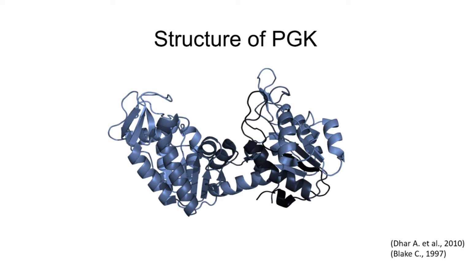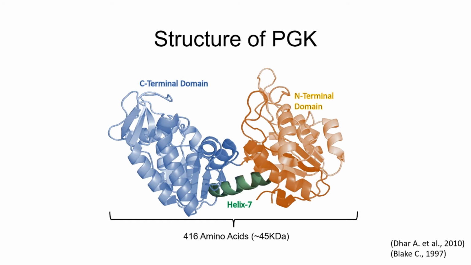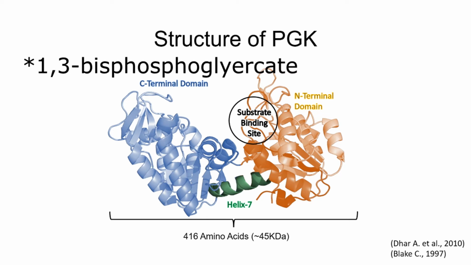So this is the structure of PGK. It's composed of 416 amino acids, which constitutes around 45 kilodaltons in molecular weight. It can then be roughly divided into two lobe domains. These aren't the exact divisions, but are close enough. These domains are the C-terminal and N-terminal domains, respectively, and are primarily linked together by an alpha helix, namely helix 7. And on the N-terminal domain, we have a substrate binding site for the glycerate 3-phosphate or the 1,3-bisphosphoglycerate.